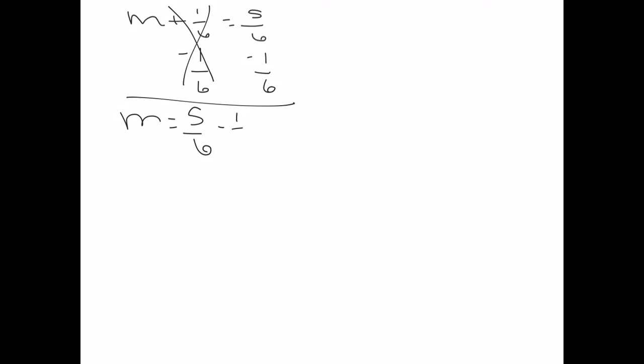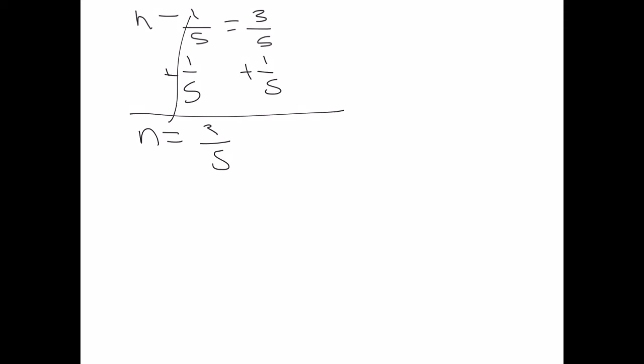First, what you have to do in this problem is subtract 1/6 from both sides. Since this cancels out, you may already know the answer, but you still have to show the work. So M equals 5/6 minus 1/6, which equals 5 minus 1 over 6. 4/6 would be your answer, but you can reduce it to 2/3.